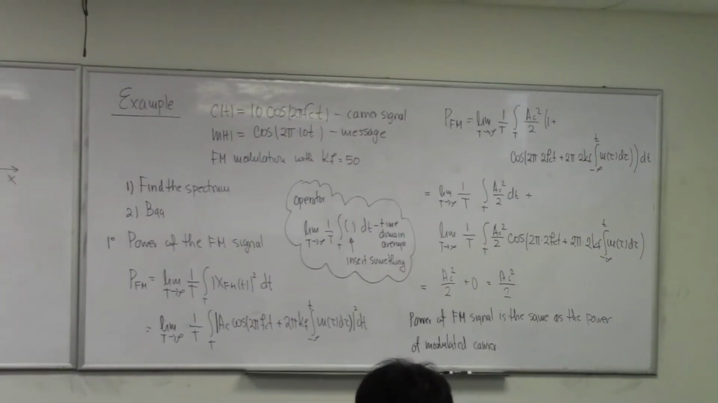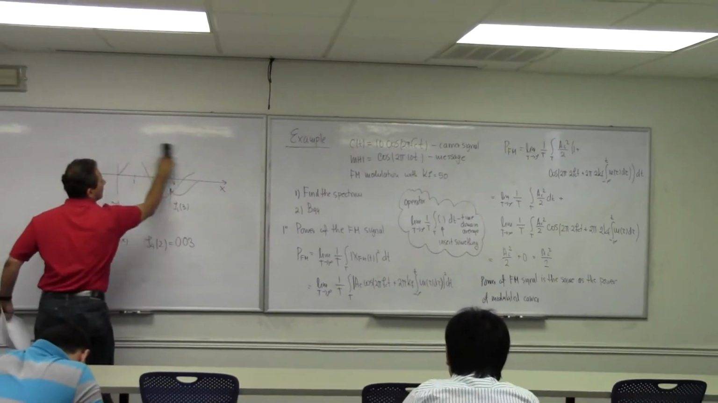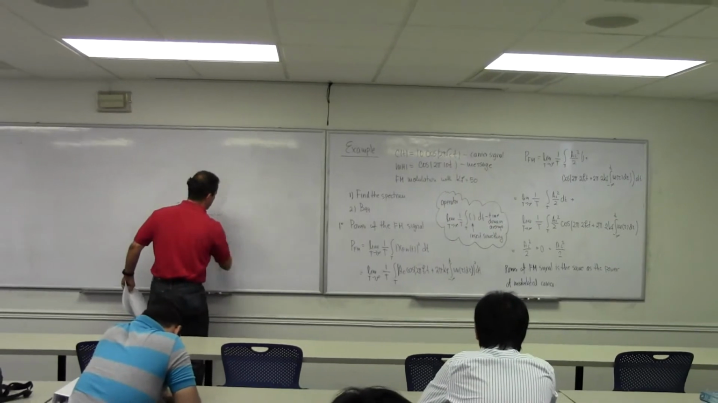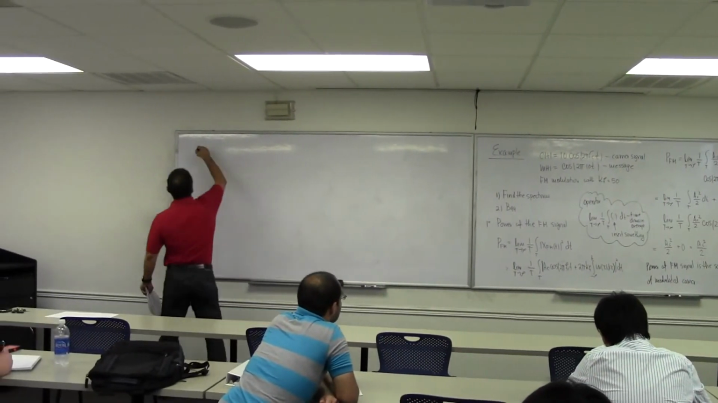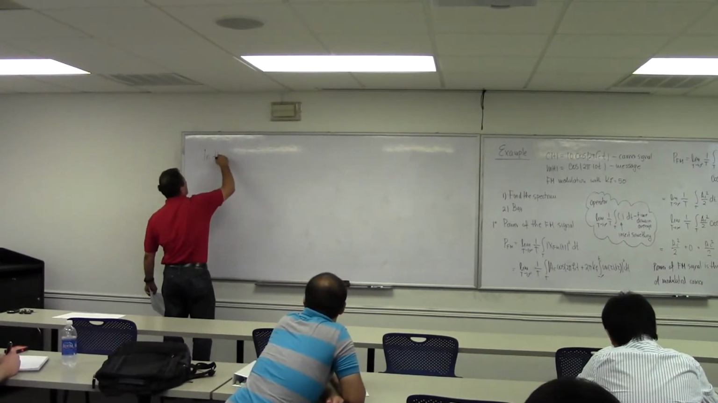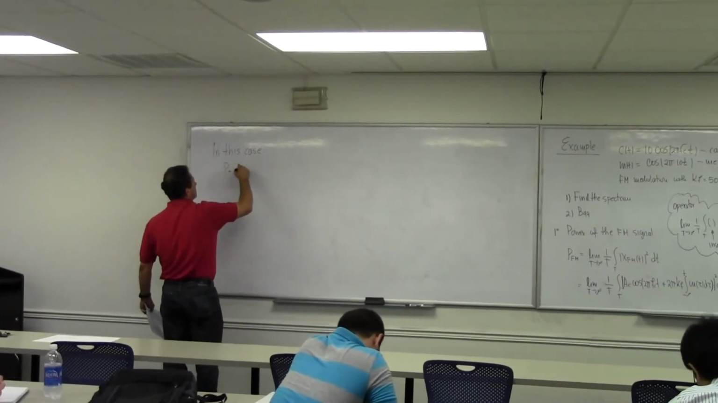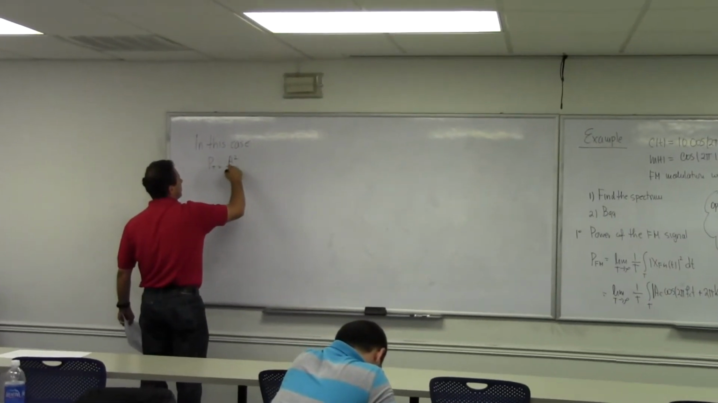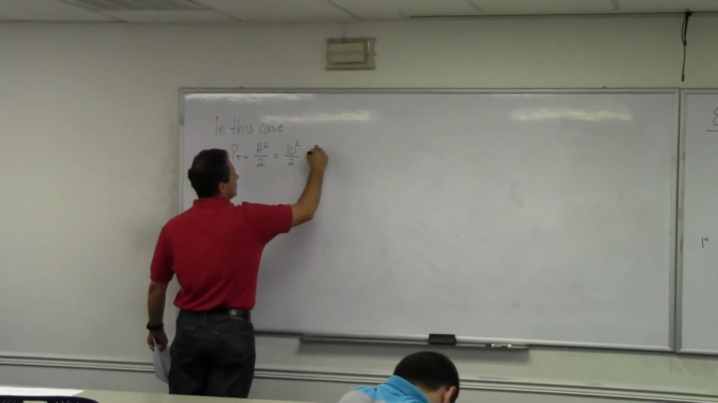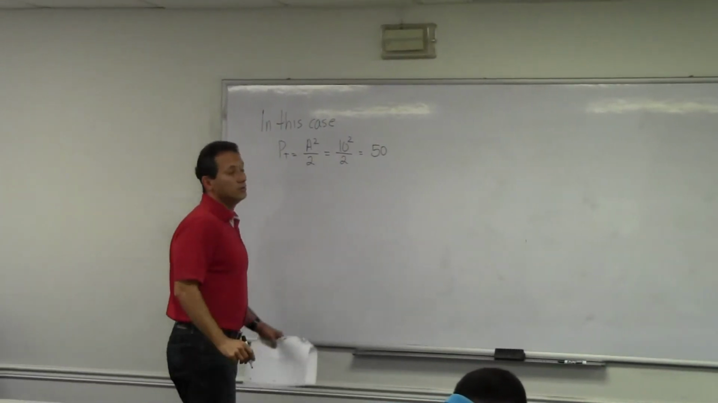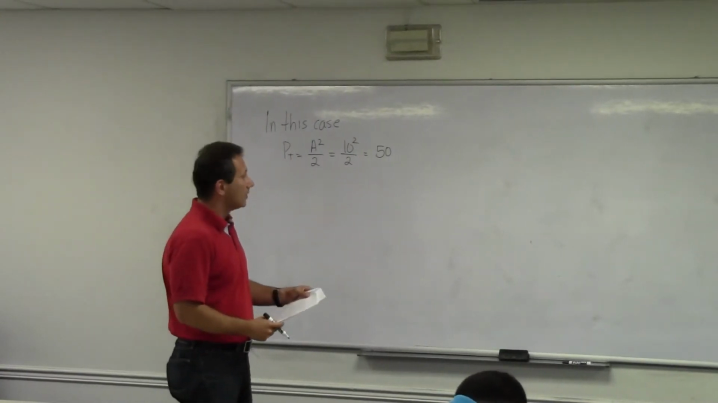All right, so let's go to our problem here. In this case, what is the power of the signal? Okay, in this case, total power is what? A squared over 2, which is going to be 10 squared over 2, which is going to be 50 in appropriate units. So that's the power.